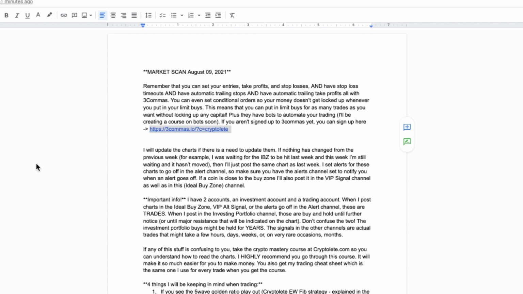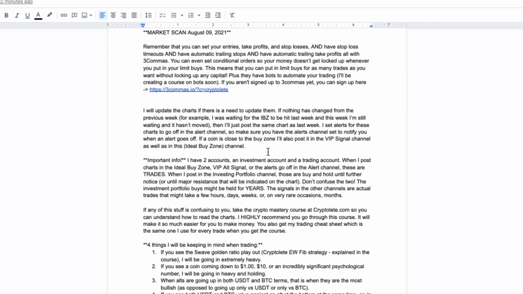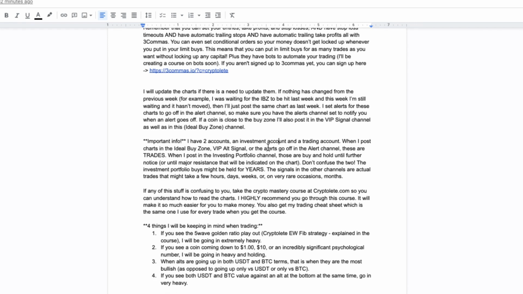So anyway, I use 3 commas for all of my trades. You could have trailing stops, automatic trailing take profits, stop losses, take profits, and entries. You could literally put everything in at once at the same time. You can't do that on the exchanges. So I don't recommend trading without 3 commas.